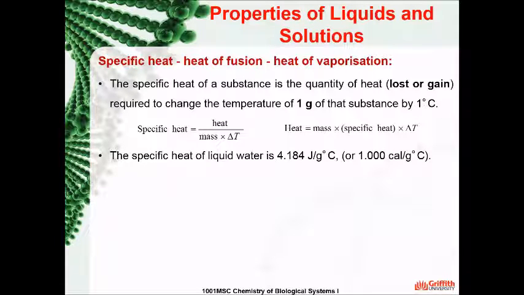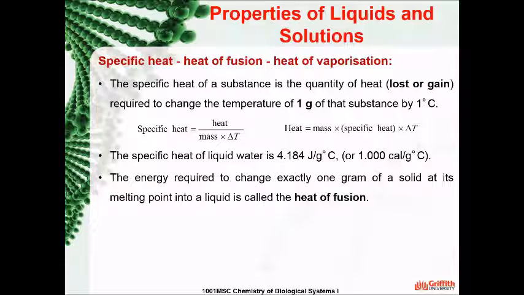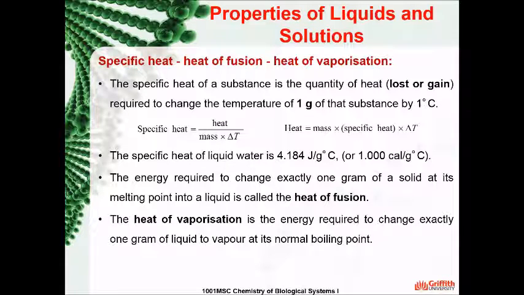For example, the specific heat of liquid water is 4.184 joules per gram Celsius. So, we need that much heat to increase the temperature of 1 gram of water 1 degree Celsius. The energy required to change exactly 1 gram of a solid at its melting point into a liquid is called the heat of fusion. The heat of vaporization is the energy required to change exactly 1 gram of liquid to vapor at its normal boiling point.